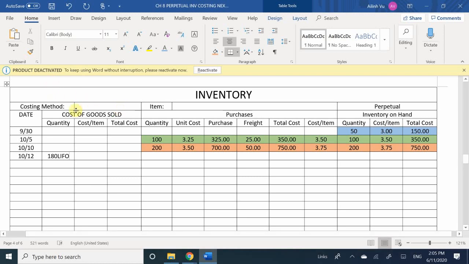LIFO. Where did I type in LIFO? You type LIFO down there, for the 180. Oh, okay. 180 LIFO. That was weird because I tapped up here. It's a new concept. Okay, so LIFO. Now we see LIFO.